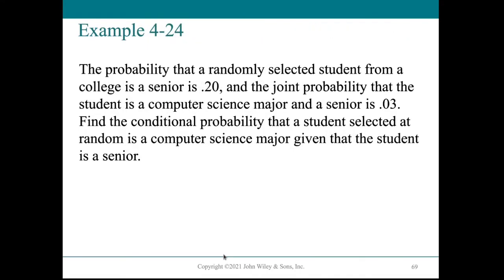So let's look at this example. The probability that a randomly selected student from a college is a senior is 0.20, and the joint probability that a student is a computer science major and a senior is 0.03. What's the conditional probability that a student selected at random is a computer science major given that the student is a senior? The probability of being a senior is 0.20, that's let's say P of A, the marginal probability. And the joint probability of being a computer science major and a senior is 0.03.